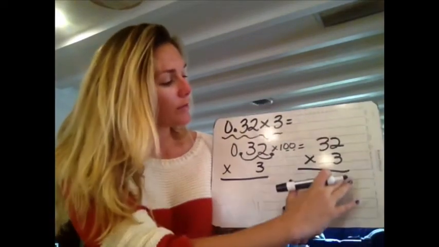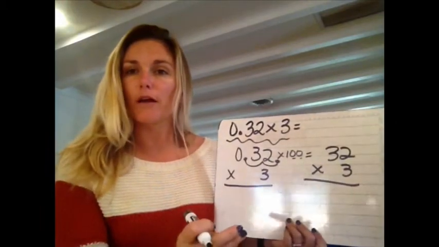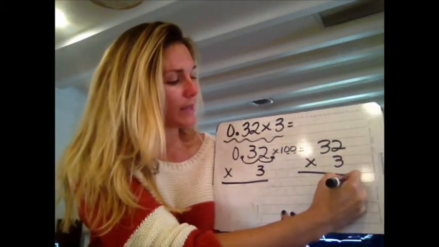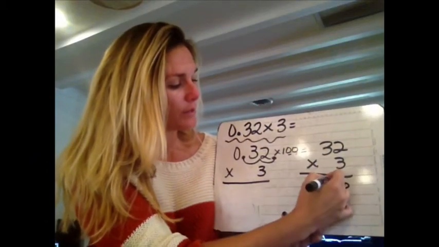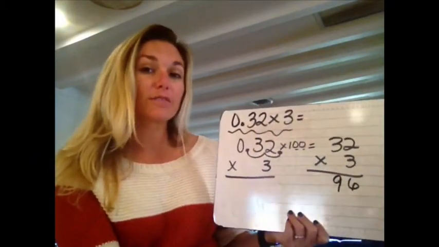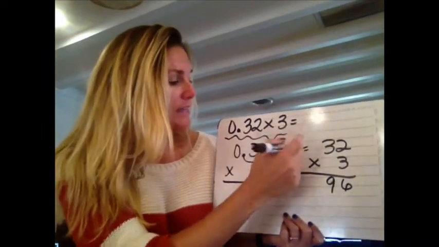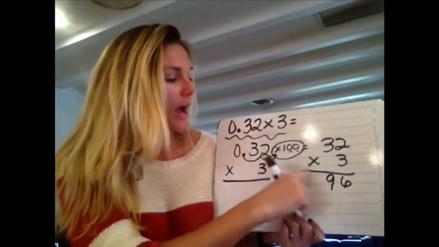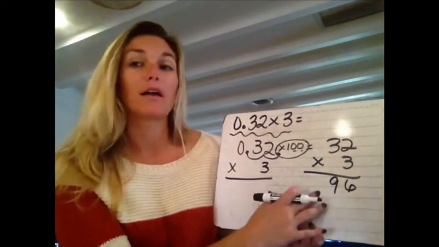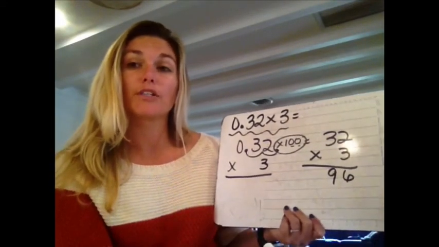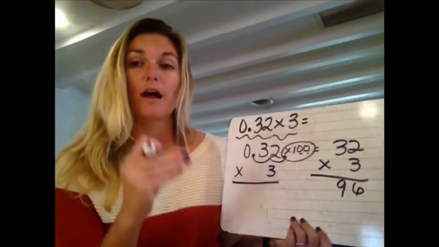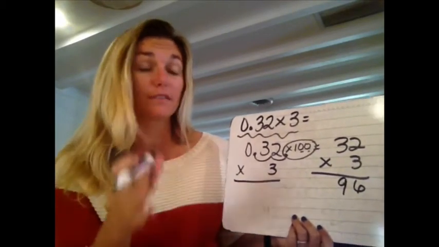So when I solve the multiplication, I'm going to solve it with standard algorithm. And I have 3 times 2, which is 6. 3 times 3, which is 9. Okay, now am I finished? Not yet. Because I did this part right here, I have to do the inverse operation with my product. So the inverse operation of multiplication would be division. The opposite operation of multiplication is division.